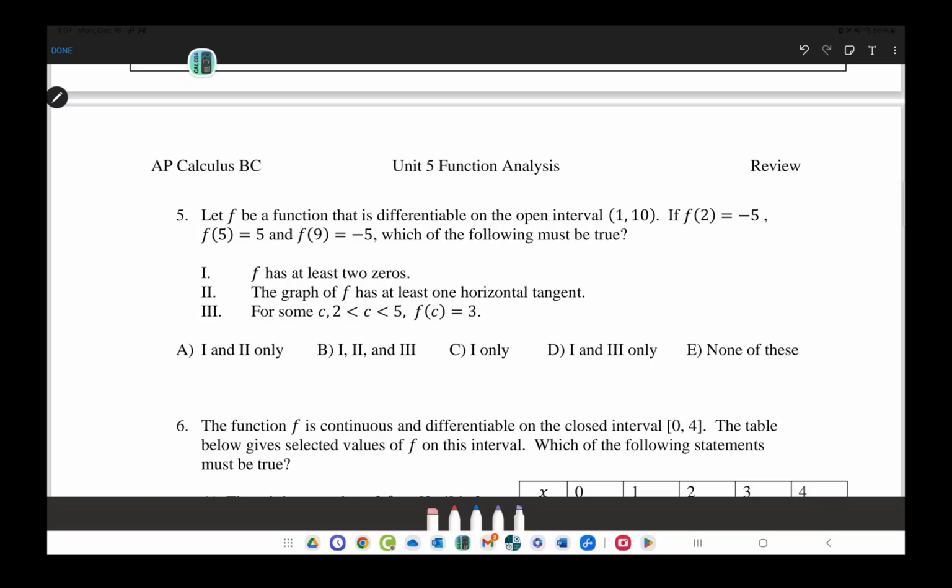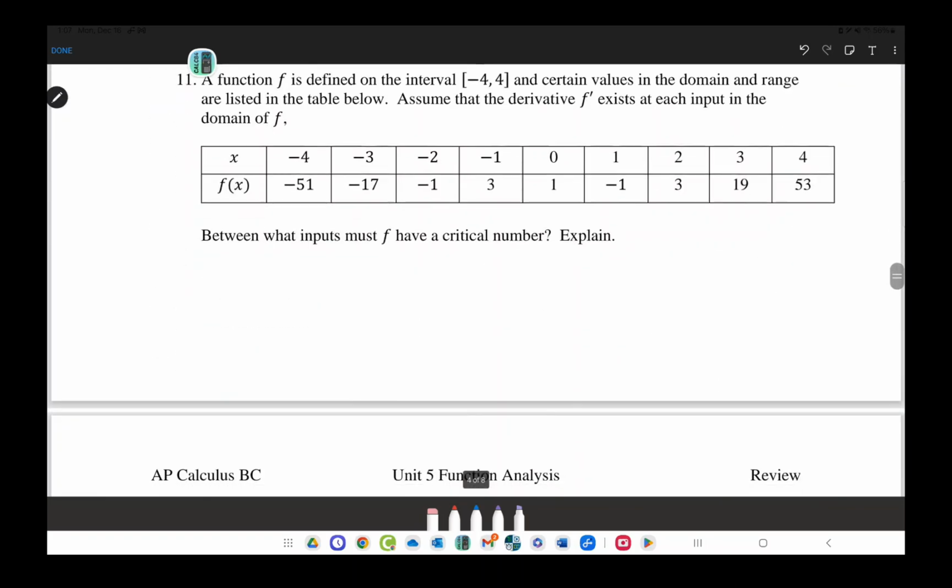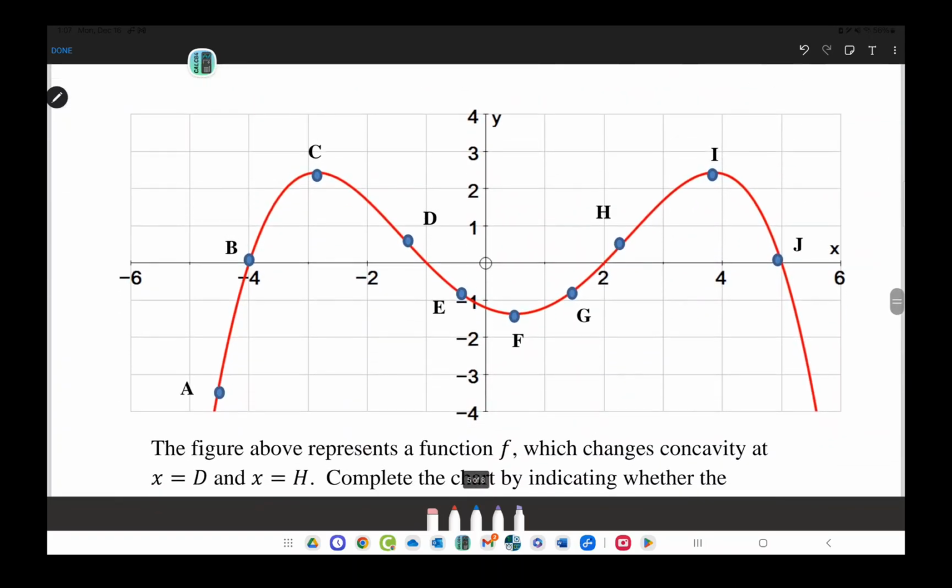You will need to know the concept: if this is the function, when is f prime positive, negative? When is f double prime positive, negative? When are they 0? Because that'll pertain to quite a bit.